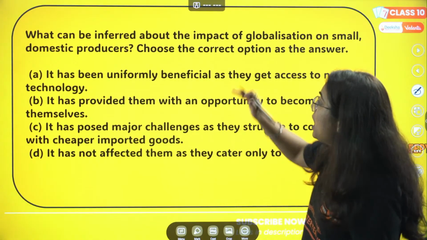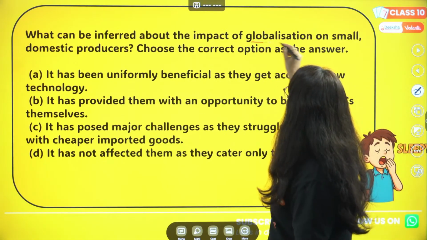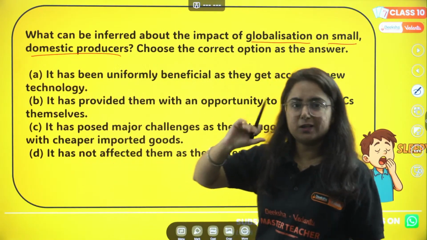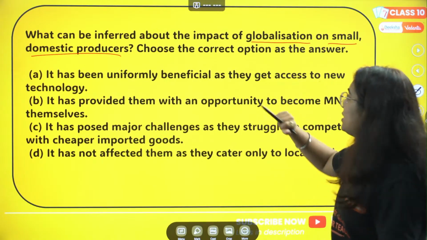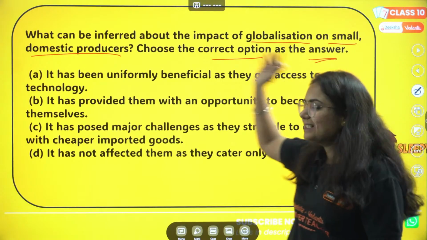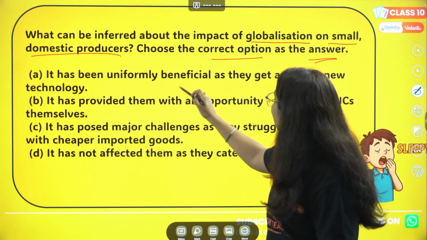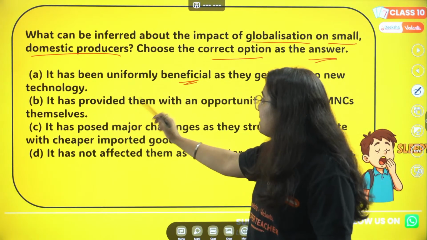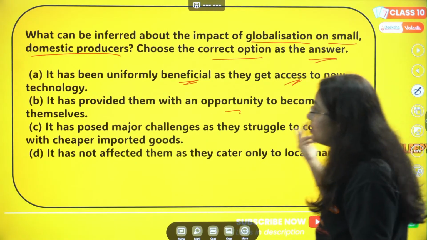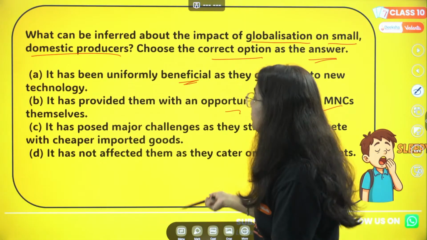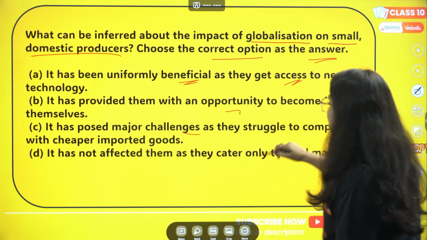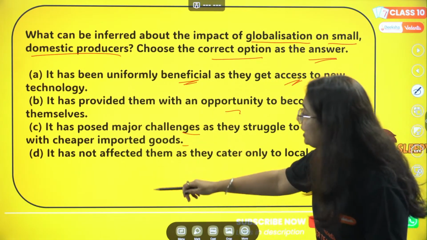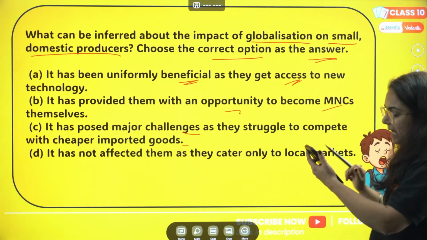Moving to the next one, pay attention while answering this question, because you can get confused, however it is also easy. What can be inferred about the impact of globalization on small and domestic producers? Choose the correct option. Option A, it has been uniformly beneficial as they get access to new technology. Option B, it has provided them with an opportunity to become MNCs themselves. Option C, it has posed major challenges as they struggle to compete with the cheaper imported goods. Or D, it has not affected them as they cater only to the local markets.